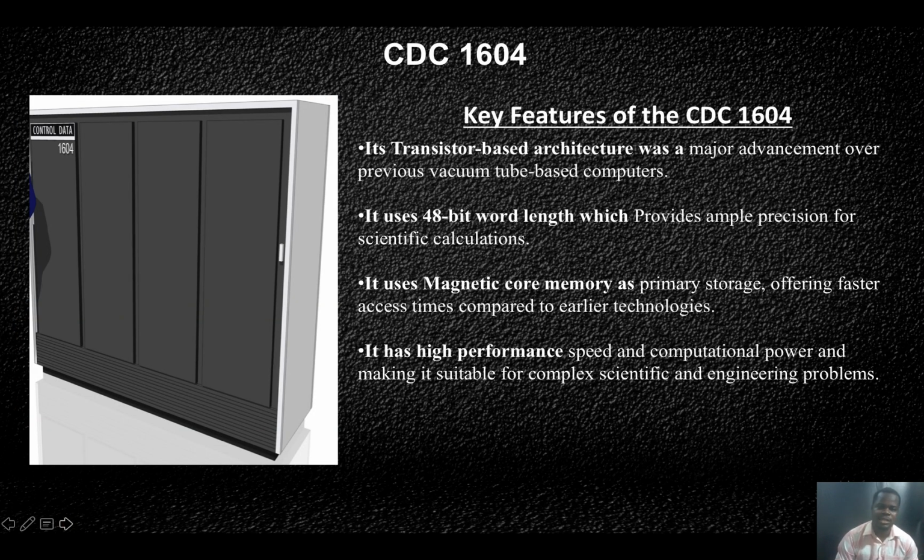And what about the CDC 1604? That was another type of second generation computer. That one too uses what? Transistors. But this one uses a 48-bit word length, which provides ample precision for scientific calculations. It helps the scientists a lot. And it uses magnetic core memory too as the primary storage device. And it has high performance speed and computational power, making it suitable for complex scientific and engineering problems that were being faced by then.